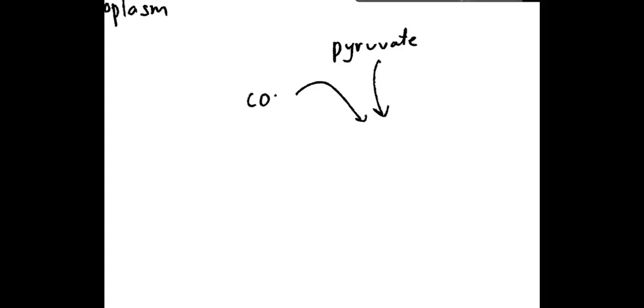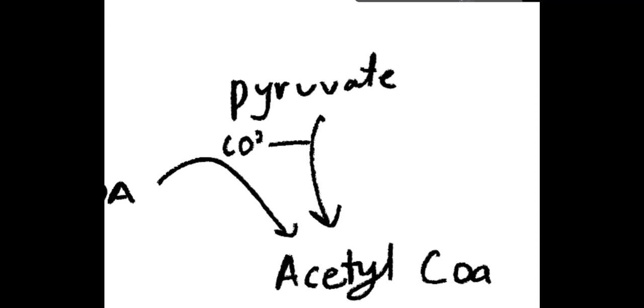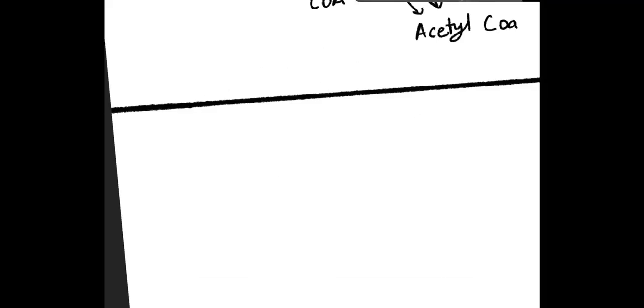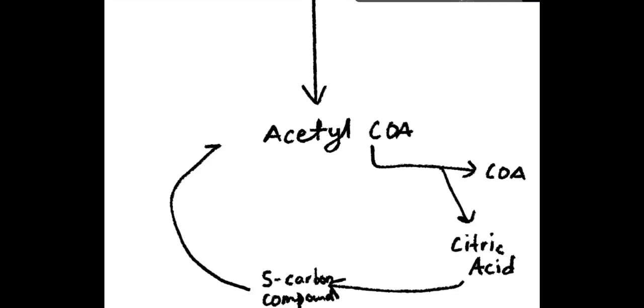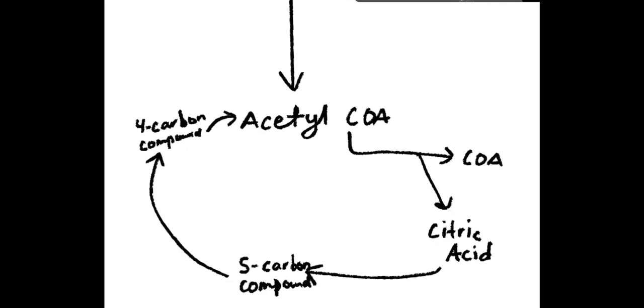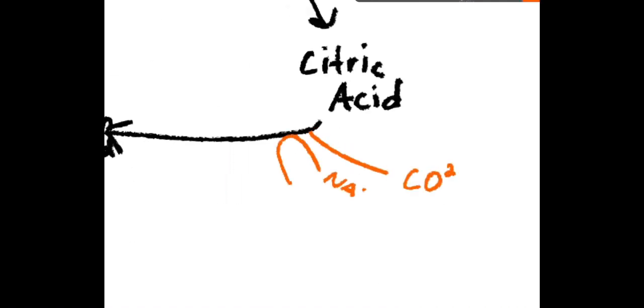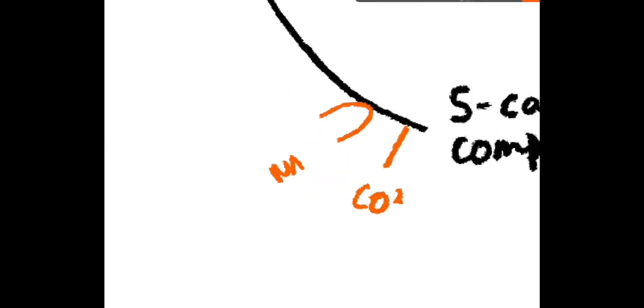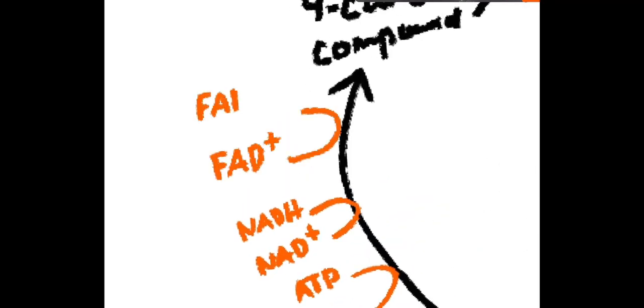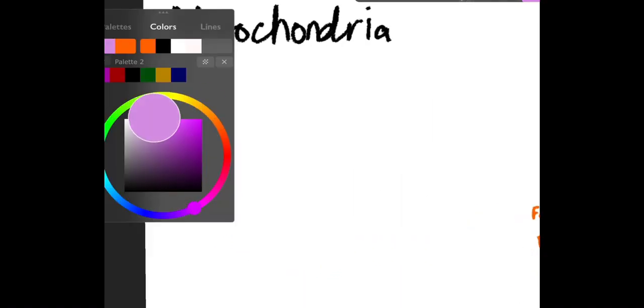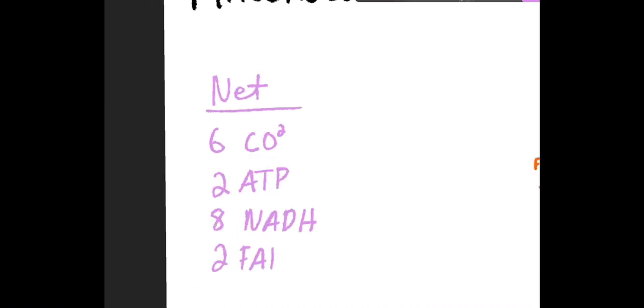We are now in the second phase of the cellular respiration process. This is called the Krebs cycle. During the Krebs cycle, pyruvate turns into acetyl-CoA by combining with CoA. Then, acetyl-CoA turns into citric acid, which then turns into a 5-carbon compound, which then turns into a 4-carbon compound, which then turns into acetyl-CoA again.